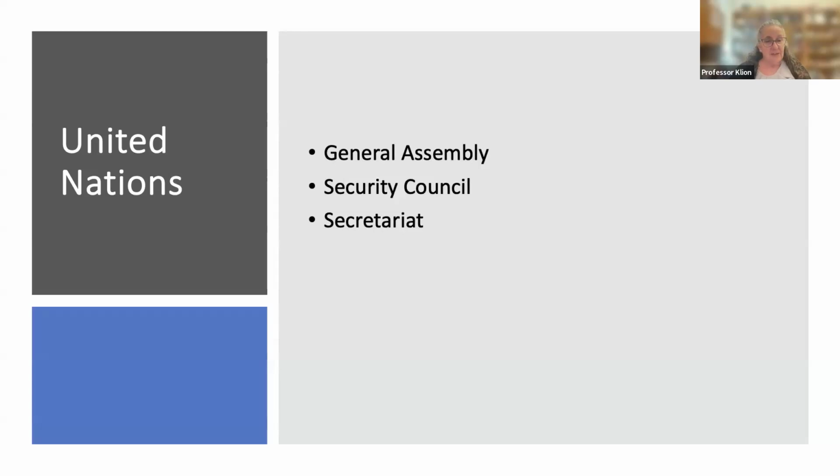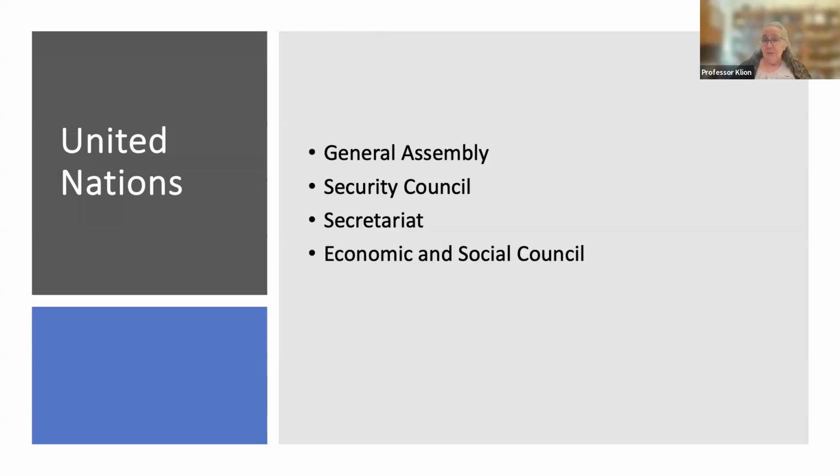Then there is the Secretariat. This is the administrative arm of the UN. It is headed by a Secretary General, who is the Chief Administrative Officer. The Secretariat's office also has the Economic and Social Council. The Economic and Social Council has 54 members.